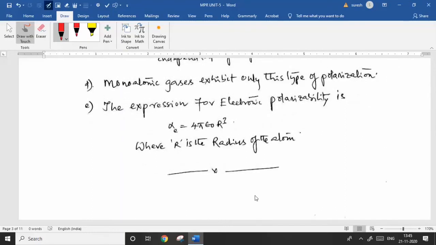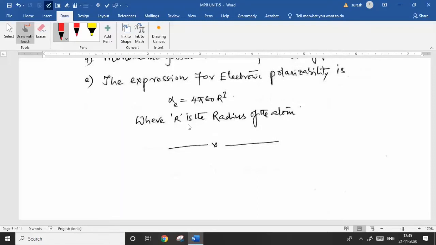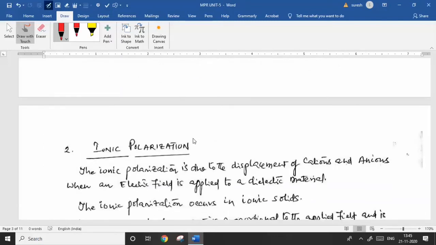The expression for electronic polarizability is represented by, as it is the quantitative analysis, alpha suffix E is equal to 4 pi epsilon naught into R cube. What is my R cube here? My R is called the radius of the atom. This is what is known as electronic polarizability.